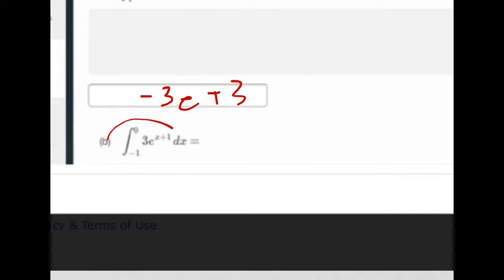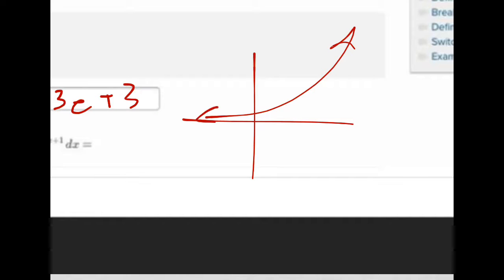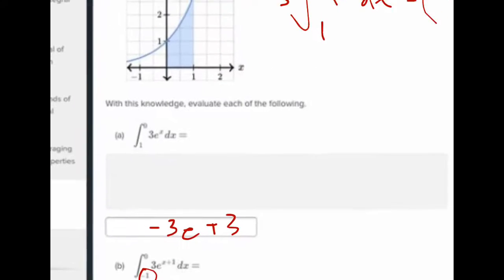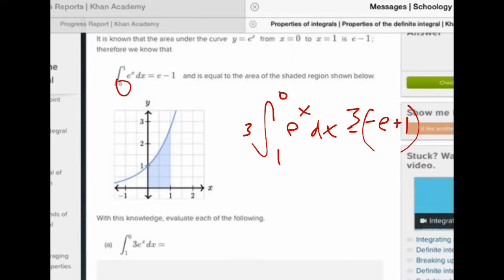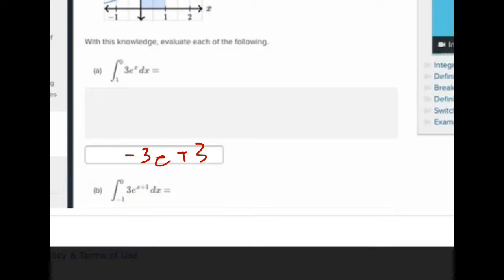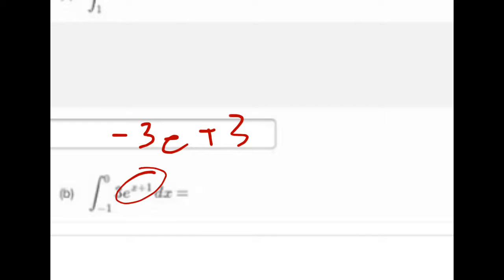This part corresponds to the shifting principle. We have the e to the x function, and we're shifting it to the left 1, right? So if we're shifting that to the left 1, we shift the limits back 1 as well. So this one just shifts back 1 and is still multiplied by 3.